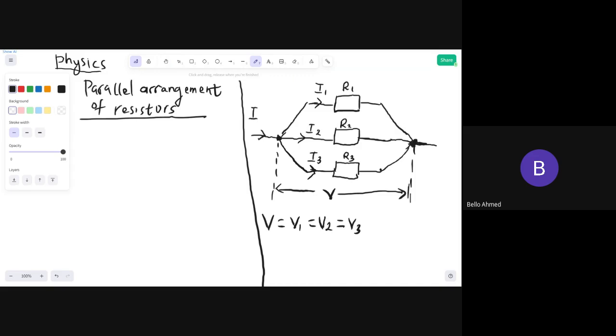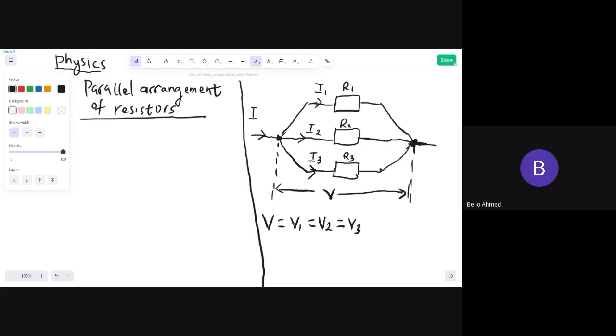is the same as the voltage across the whole connection. So if I'm given, like, 20 volts, that this V is equal to 20 volts, that means the voltage in R1 is 20 volts, the voltage in R2 is also 20 volts, and the voltage in R3 is also 20 volts. That's what they are talking about. So that is one of the things that you have to know about parallel connection.